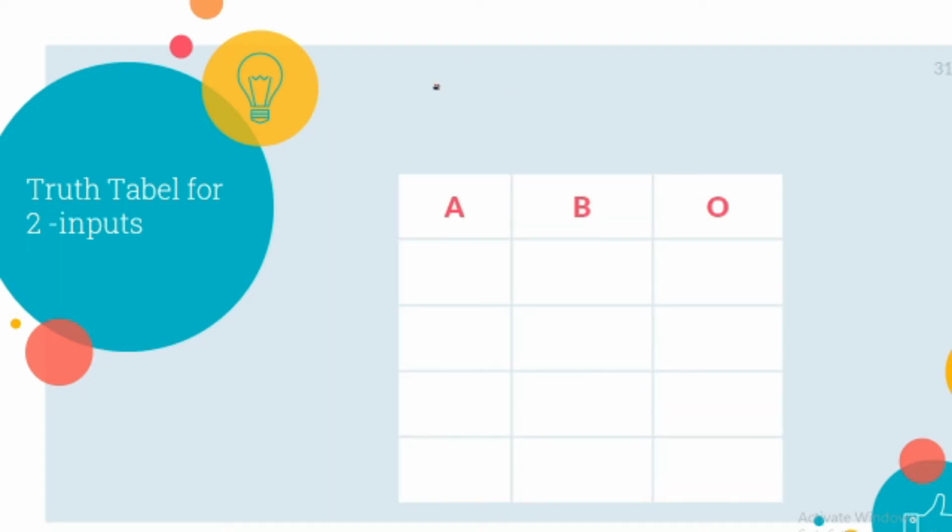Now look at its truth table. Here we are going to design the truth table for two inputs, similar to what we did for the AND gate. In this case, A and B are our inputs and O is our output. So how do we fill this table? Here we also have two inputs, so we write 2 power 2, which gives 4. Then we divide this by 2 and get 2.